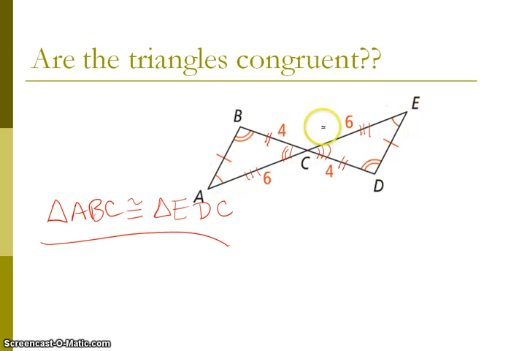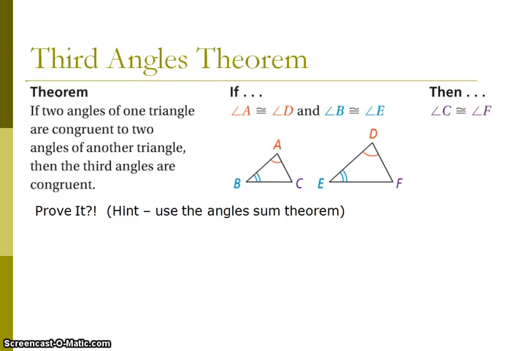So if you don't write it this way, it wouldn't be right, because it's A, B, C. A corresponds with E, B corresponds with D, and of course C, those are vertical angles.